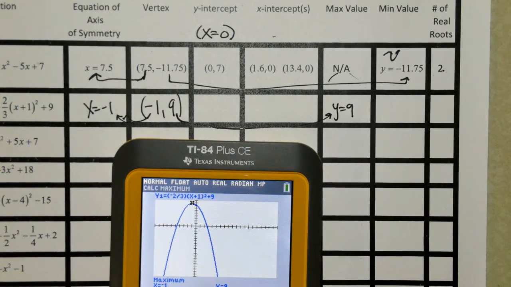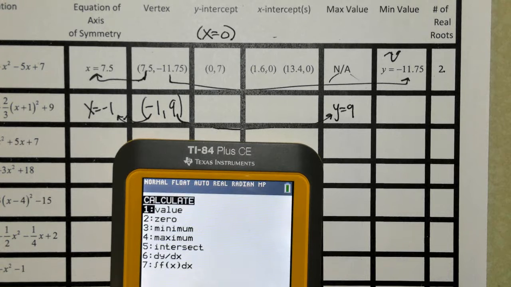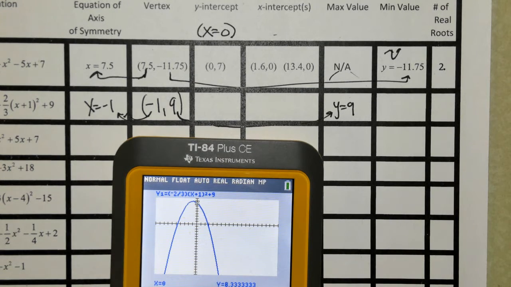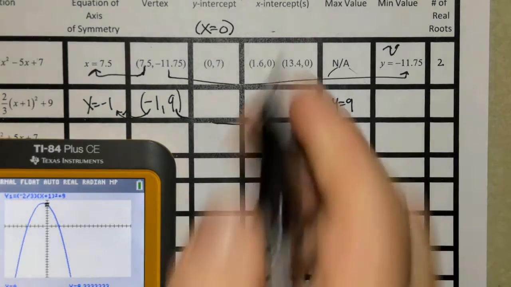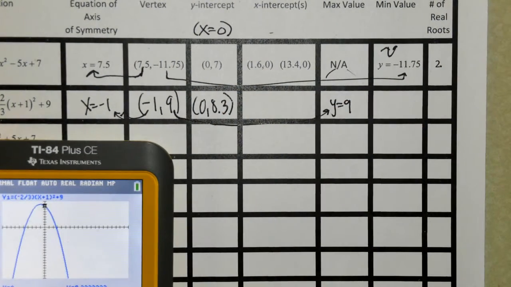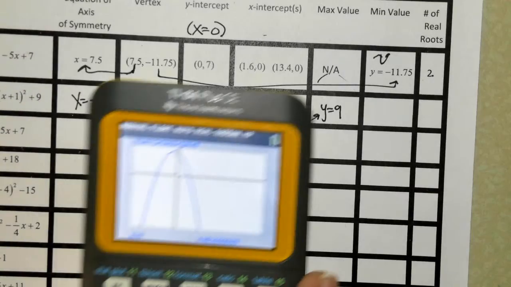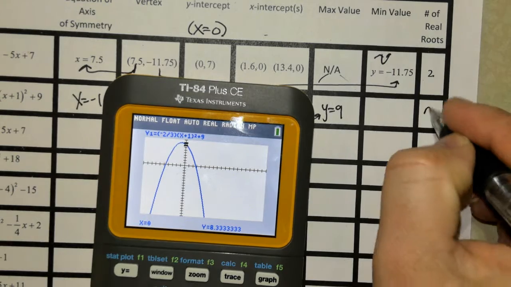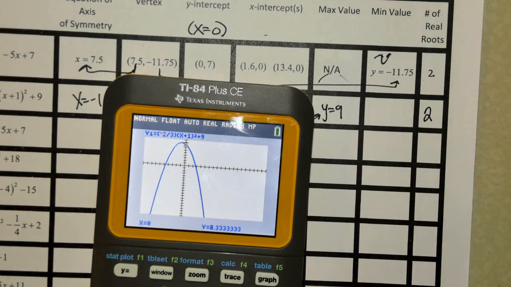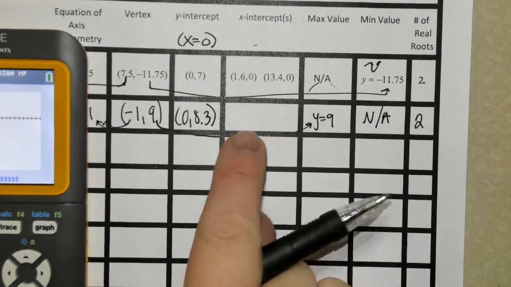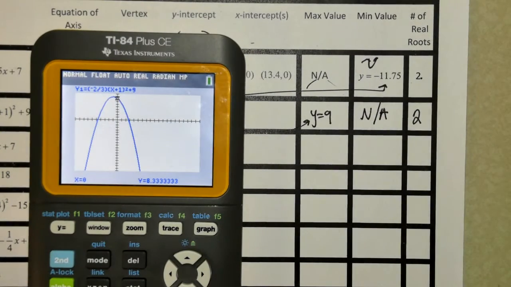To find the y-intercept, please do second trace value. Substitute 0 in, so x equals 0. And we can see that rounded, our y-intercept is going to be 0 and 8.3. On this graph, I can see 2 real roots, 2 x-intercepts. Now, what are those x-intercepts? And you put an NA here because we have a maximum value, not a minimum.